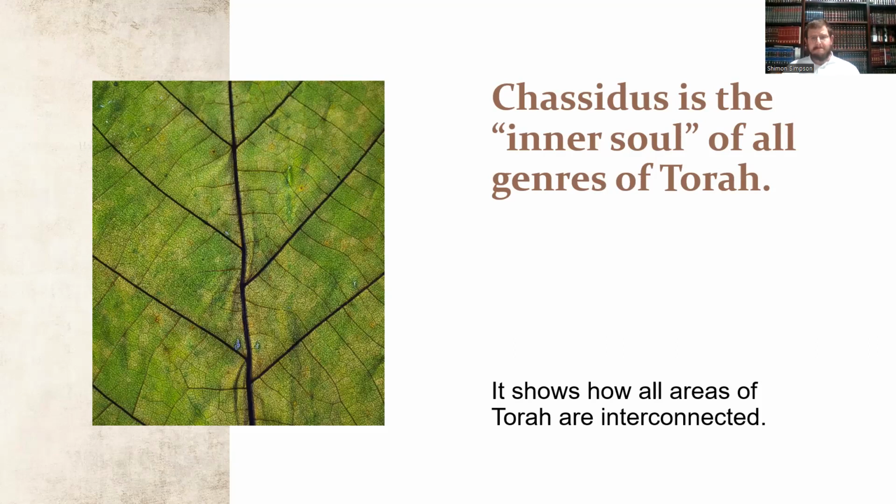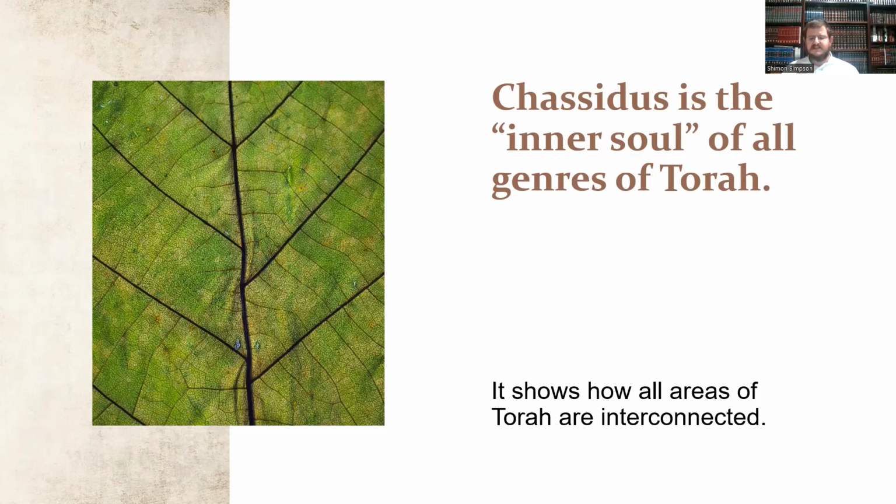That's the first dimension of Chassidus. The second dimension of Chassidus is the inner soul of all genres of Torah. See, Chassidus is not just a better and a safer way of explaining Kabbalah. Chassidus has something in and of itself. It's the inner soul of all areas and genres of Torah. It reveals the inner spiritual dimension of the written Torah, of the teachings of the Midrash and the Talmud, of the Halacha, of Torah philosophy, of Torah ethics. And in doing so, it shows how all these areas of Torah are interconnected.